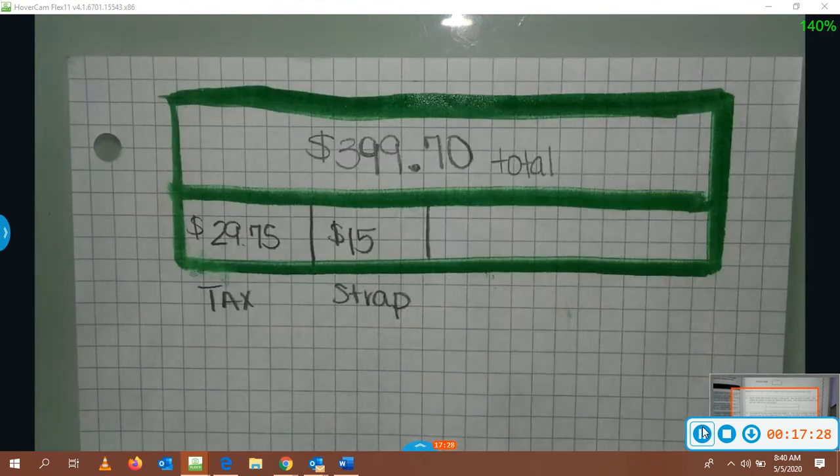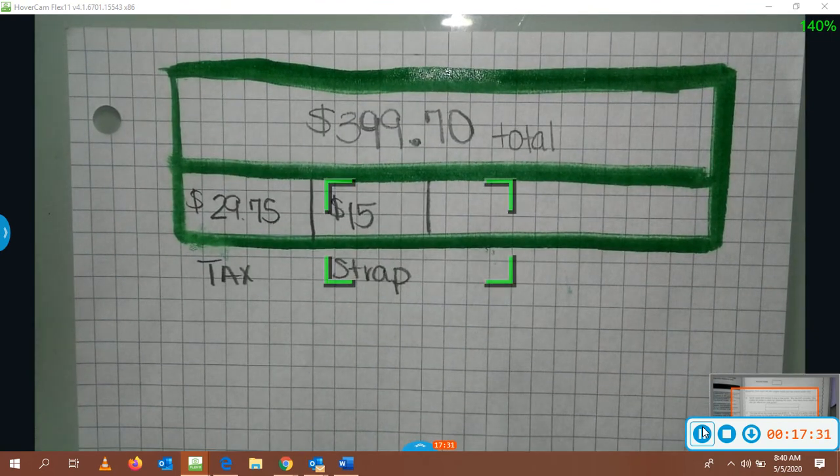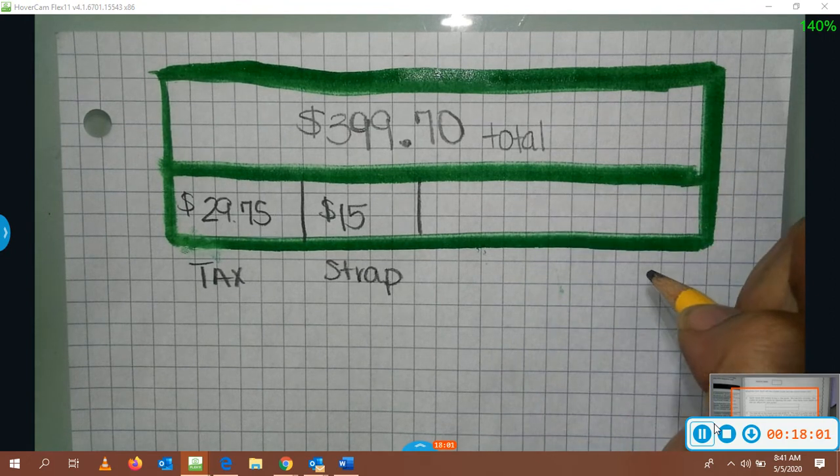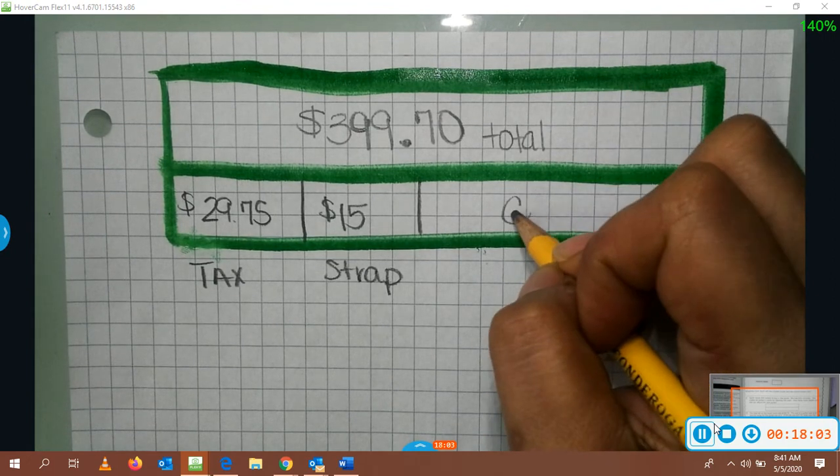So here go mine. $399 is the total of the bill. The tax was $29.75, and the strap was $15. So we want to know how much was the guitar. What was the cost of the case? Of the guitar case. All right, so the first thing you would do, remember these are multi-steps, so we don't know how much this costs, so we're gonna label that guitar. Okay, G.